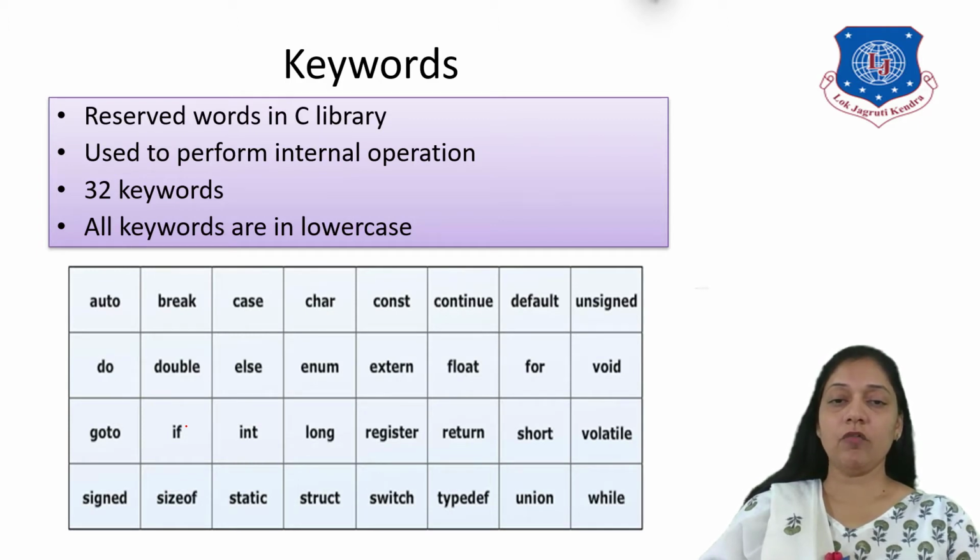This is a table of all the 32 keywords that are used in the C language. Namely, auto, break, case, char, and so on. You can see all these keywords are in small case or lowercase letters. These are the reserved words which will be used in our C program to perform a specific task.